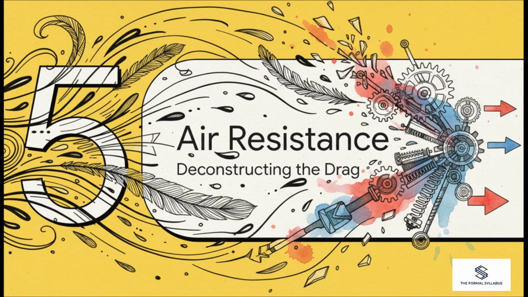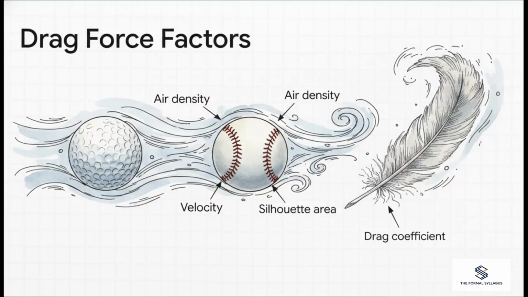Which brings us to Section 5, Air Resistance Influence, Deconstructing the Drag. So what exactly is causing this massive squashing effect on our trajectory? Let's deconstruct the elements of this drag force. It isn't just one simple number. It actually relies on several factors. First, the density of the air itself. Second, the silhouette area, basically how big the object looks from the front. Third, and this is a big one, the shape of the object, which gives us a specific drag coefficient.